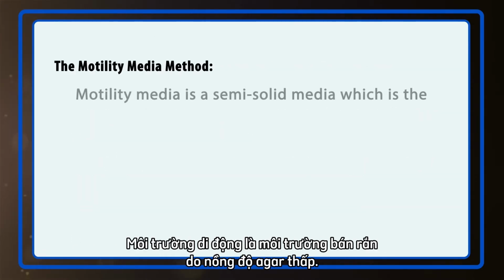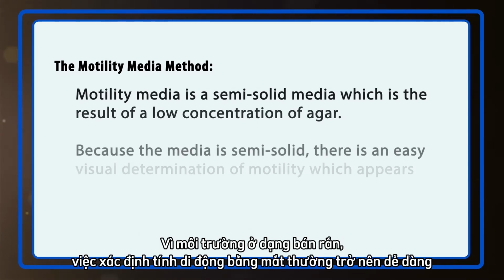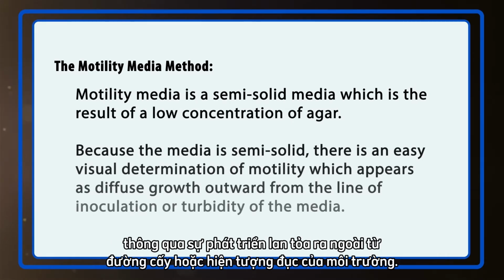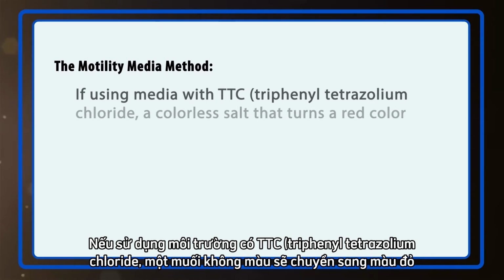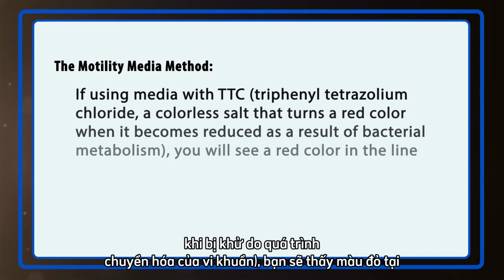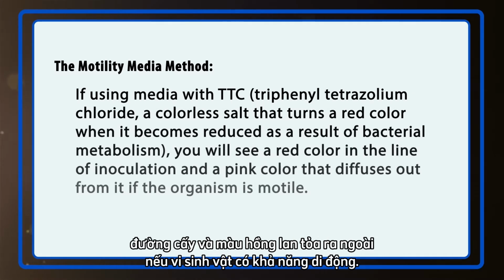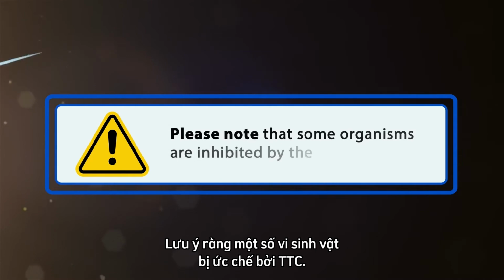Motility media is a semi-solid media which is the result of a low concentration of agar. Because the media is semi-solid, there's an easy visual determination of motility which appears as diffuse growth outward from the line of inoculation, or turbidity of the media. If using media with TTC, triphenyltetrazolium chloride, a colorless salt that turns a red color when it becomes reduced as a result of bacterial metabolism, you will see a red color in the line of inoculation and a pink color that diffuses out from it if the organism is motile. Please note that some organisms are inhibited by the TTC.